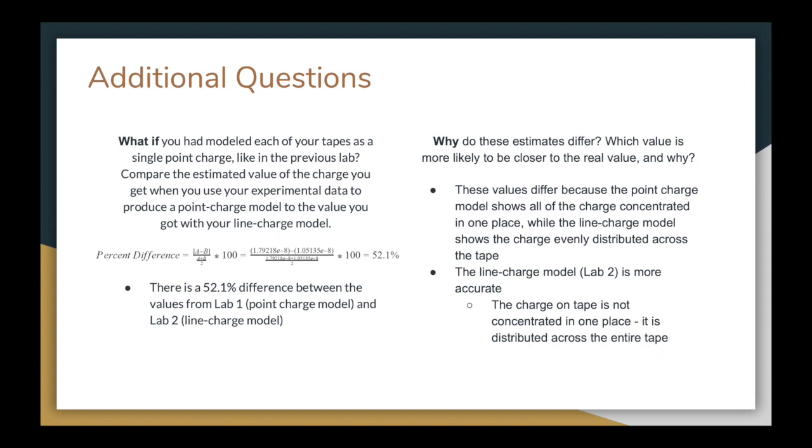When we look at the percent difference from the charge found in Lab 1, which uses the point charge model, to the charge found in Lab 2, which uses the line charge model, we see there is a 52.1% difference. These values differ because the point charge model shows all of the charge concentrated in one place, while the line charge model shows the charge evenly distributed across the tape. We know that the line charge model from Lab 2 is more likely to be closer to the real value, because charge on tape is not concentrated in one place. Rather, it is distributed across the entire tape.